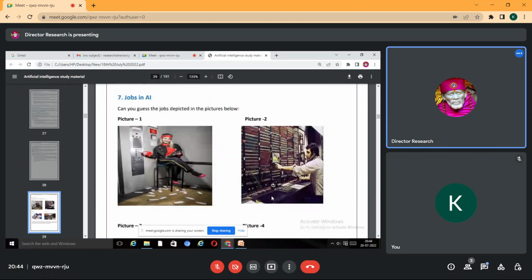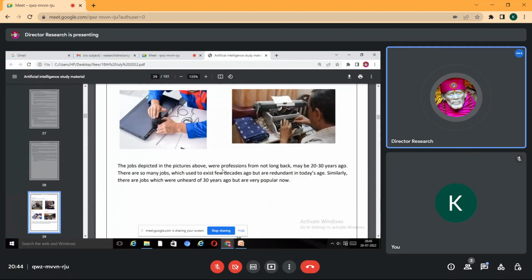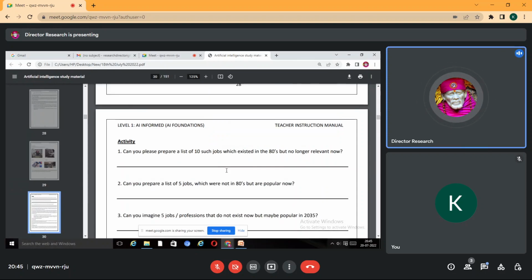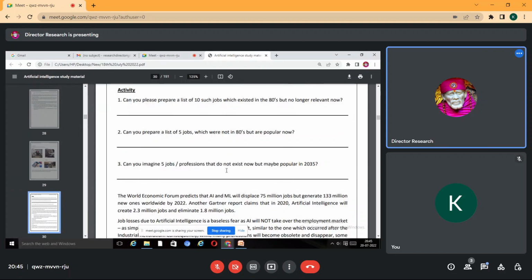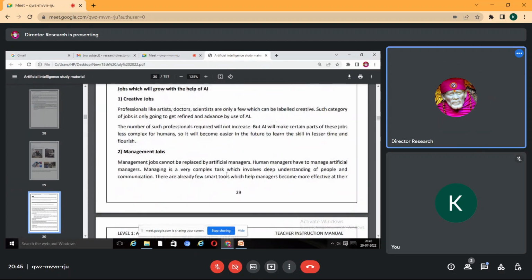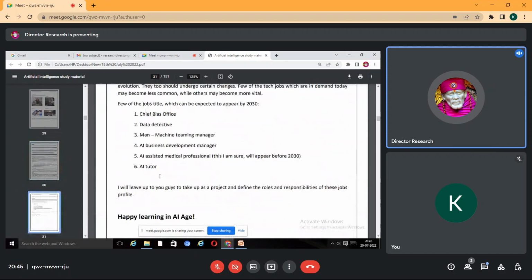Can you guess the jobs depicted in the pictures below? The jobs depicted in the pictures above are professions from not long back, maybe 20 or 30 years ago. There are so many jobs which existed a few decades ago but are redundant in today's age. Similarly, there are jobs which were unheard of 30 years ago but are very popular now. Next important one: jobs that will grow with the help of AI, creative jobs, management jobs, tech jobs.